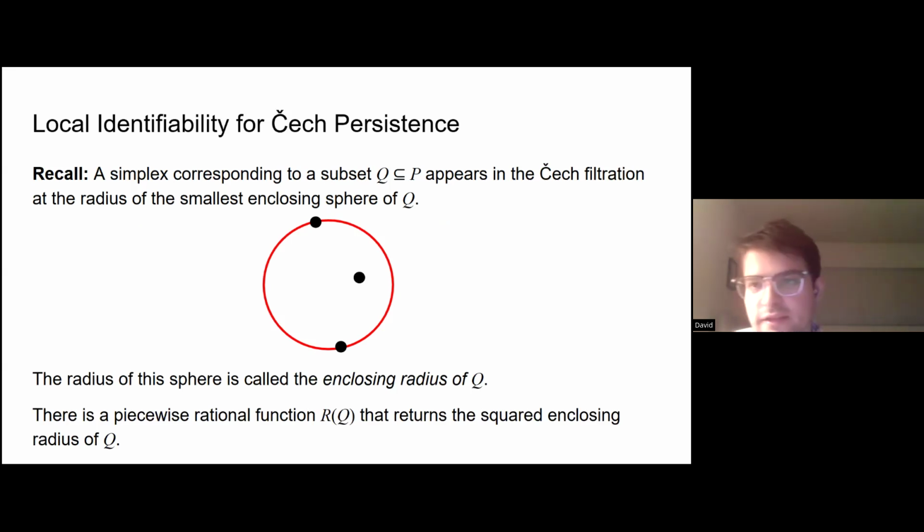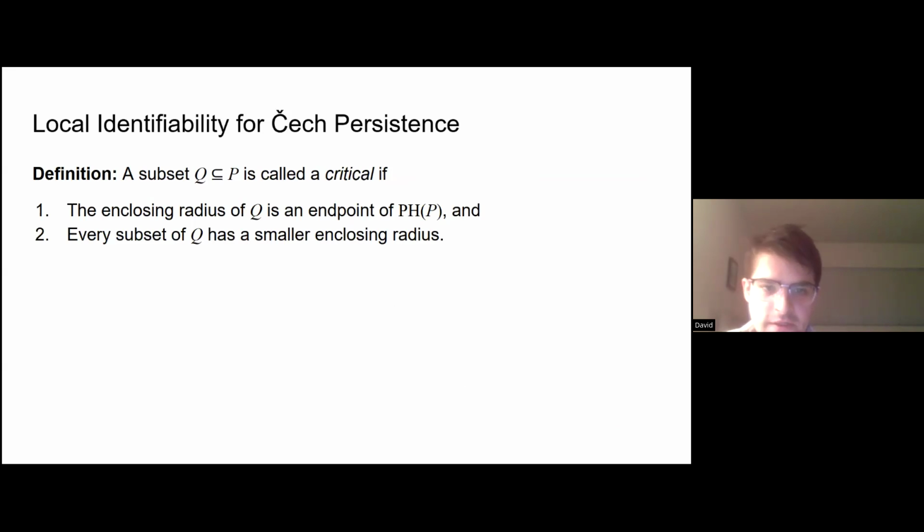So we wanted to proceed analogously by doing some sort of rigidity theoretic characterization of local identifiability. But it turns out that you can't get away with just looking at edges in the Čech case. The reason being that in the Vietoris-Rips case, anytime a simplex appears, an edge appears at the same time. That's just not true in the Čech case. What turned out to be the right definition is what follows.